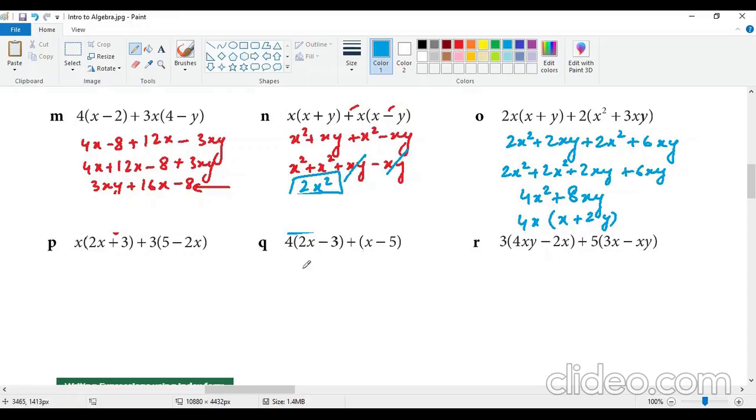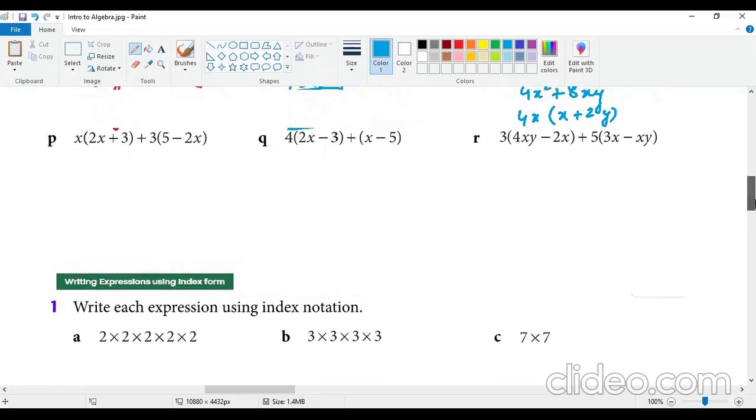Moving on to the next. I think this one and this one should be kept as a task for you. Copy down these questions, try to do them on your own, and let me know if you can do it or if you still need my help and support to get the answer.